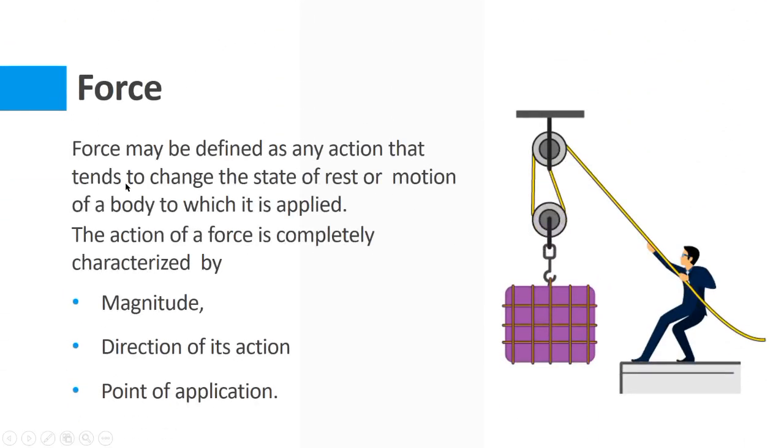Now let's define what a force actually is. Force may be defined as any action that tends to change the state of rest or motion of a body to which it is applied. So whenever a force is applied, or whenever we say that there is a force acting on the body, this force will tend to change the state of the body. If a body is at rest, it will make it move, or if a body is moving with a constant velocity, then it will change its velocity and produce some acceleration in the body. So anything which produces an acceleration in the body, or anything which makes a body at rest move, will be termed as force.